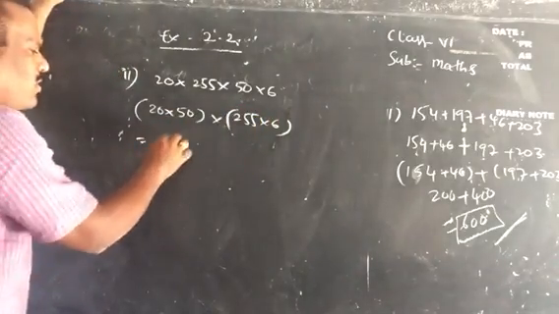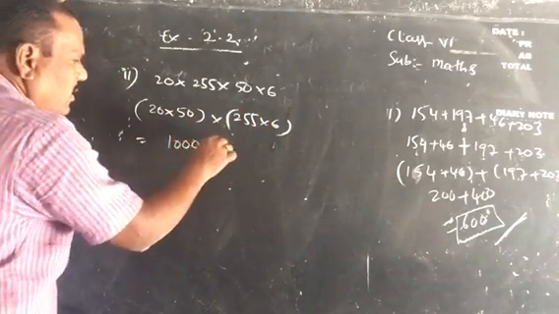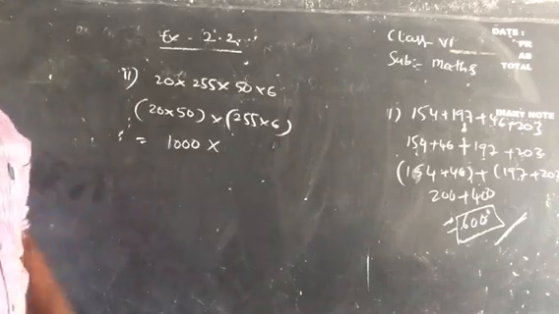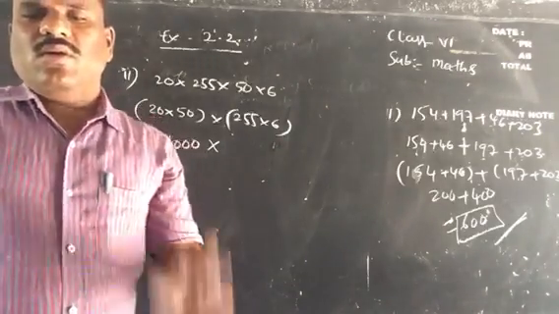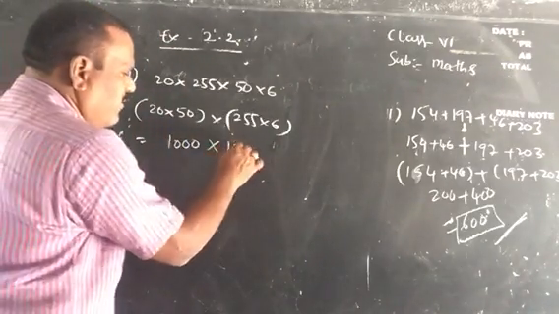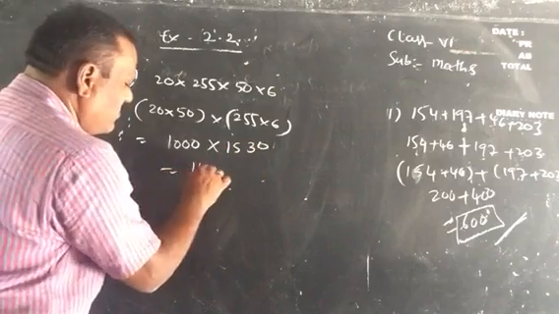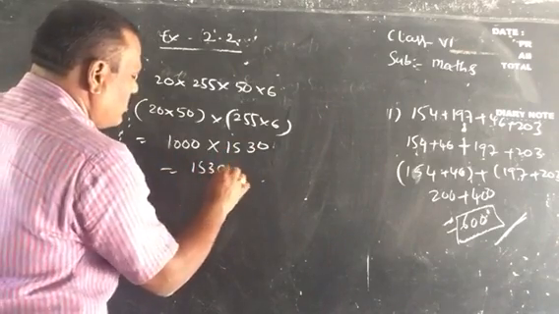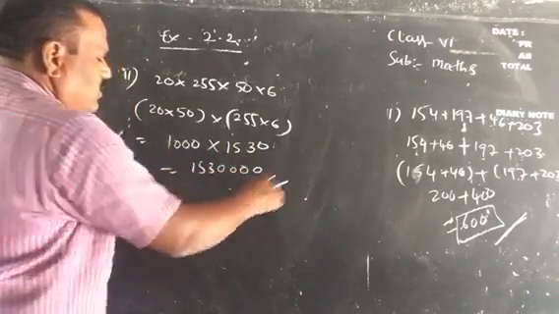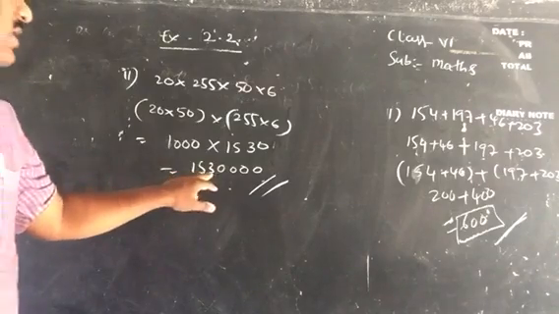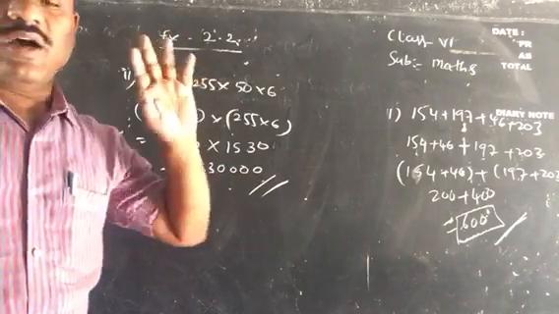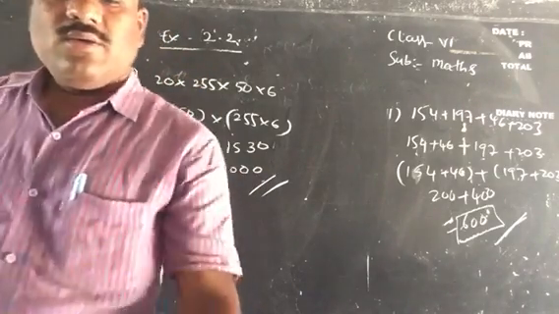So 20 into 50, how much, children? 1000. Into this, how much, children? 255 into 6, how much? 1530. That implies 1,530,000, children. Okay. This is the answer, children. So third sum.